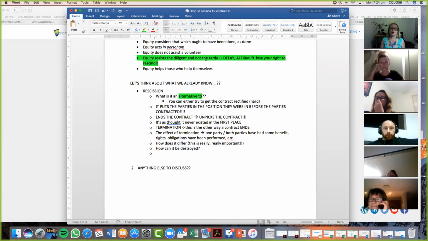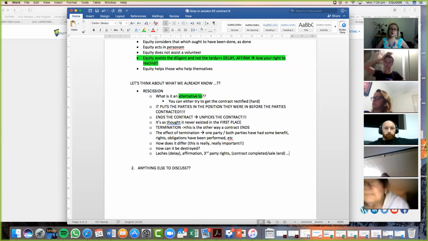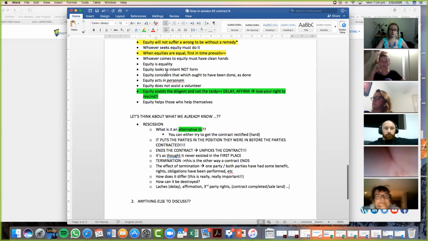The other thing, we know how rescission can be destroyed. So we have all of the usual laches, which is delay, affirmation, third party rights. We have sometimes, if the contract has been completed, but that's normally only for sale of land, and all of those things. So obviously you can lose your right to rescind.